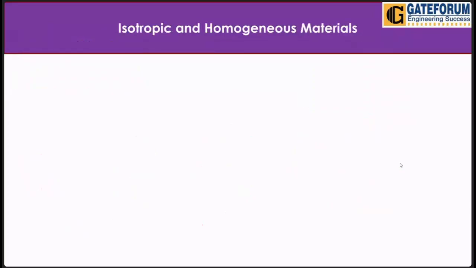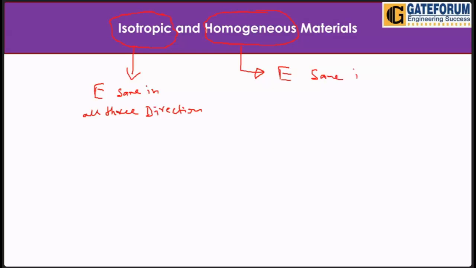Now, what is isotropic and homogeneous material? If somebody asks you what isotropic material is, isotropic means the value of the elastic constant E is the same in all three directions. And homogeneous means the value of the elastic constant is the same at all points inside the body.